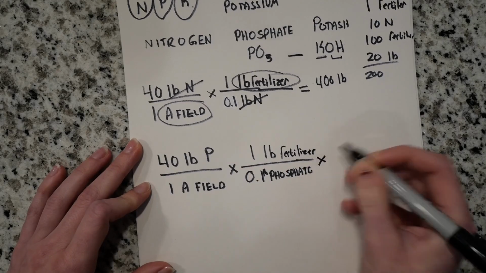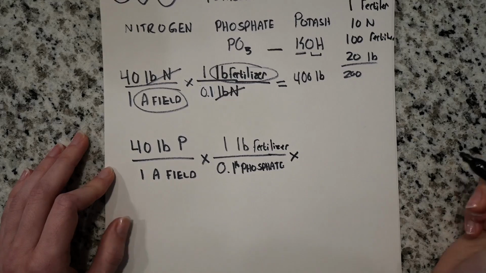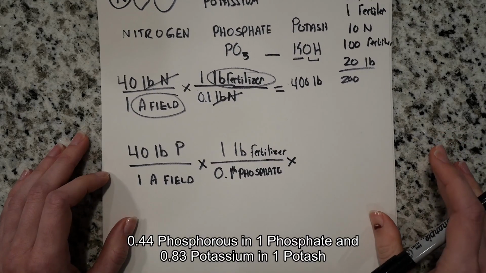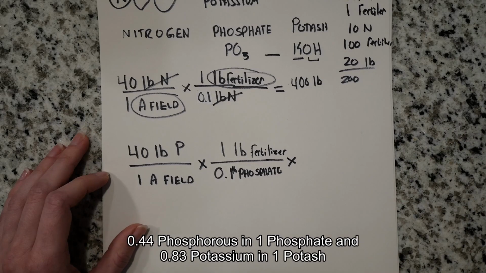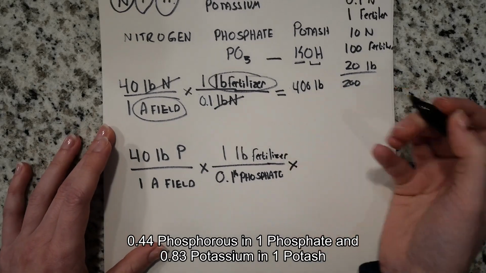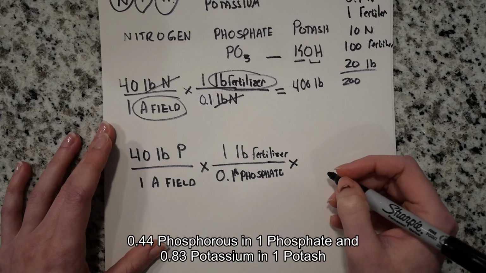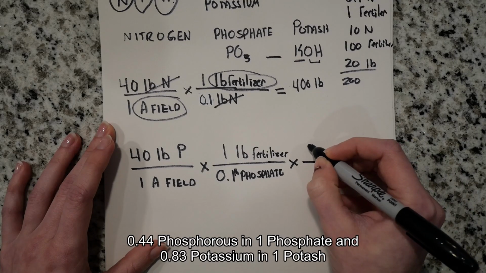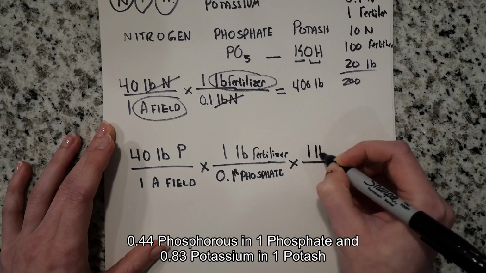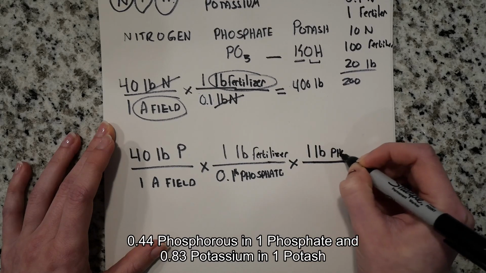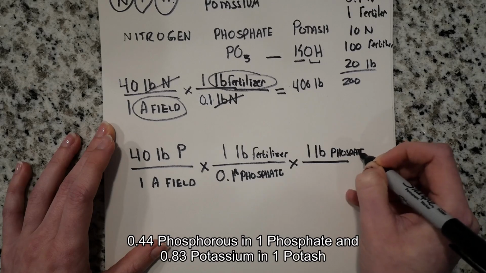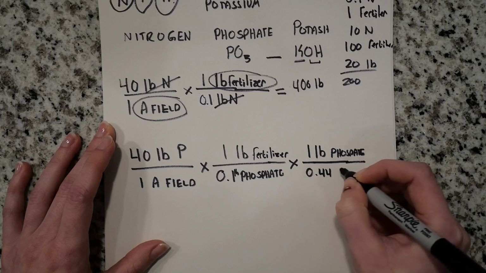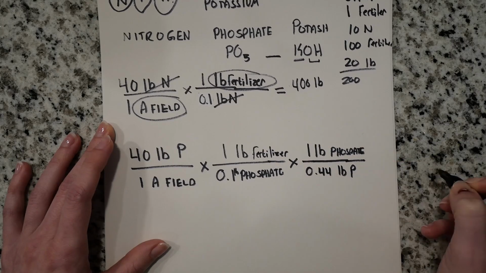And then we just need one more conversion factor, and that's something that is incredibly hard to find online for some reason. So I'm gonna try to give it to you on the screen here so you can take a screenshot or anything. And so knowing that, we can just go ahead and say that 1 pound of phosphate is equal to 0.44 pounds of phosphorus.